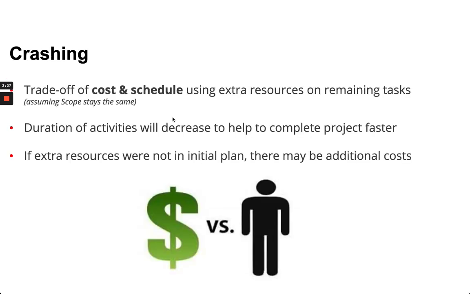Here's an example of crashing. Crashing, simply put, team, is a trade-off between cost and schedule, where you're going to utilize extra resources. And again, hopefully, the scope stays the same. So if extra resources were not in the initial plan, there may be additional costs, especially if you didn't have contingency or buffer in your overall budget. Crashing.